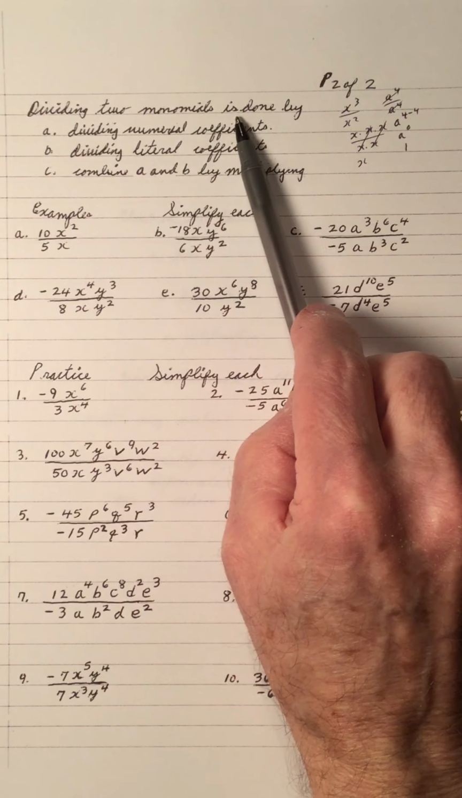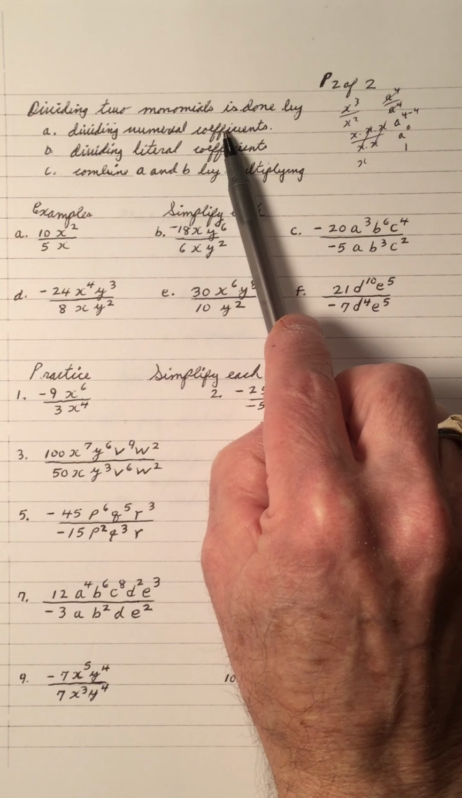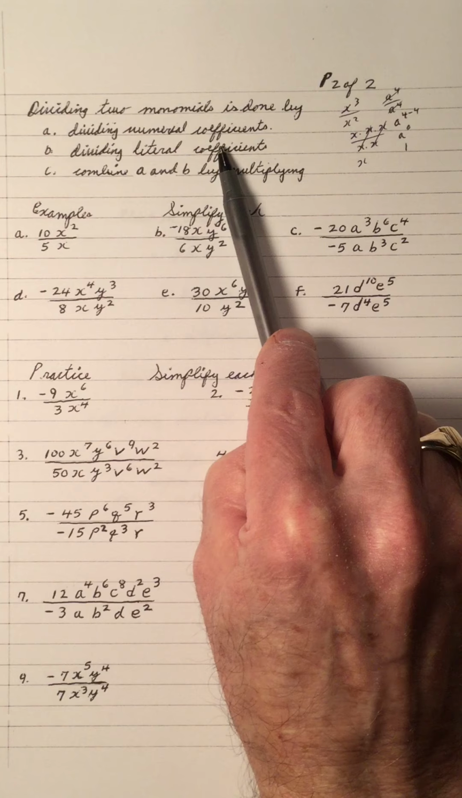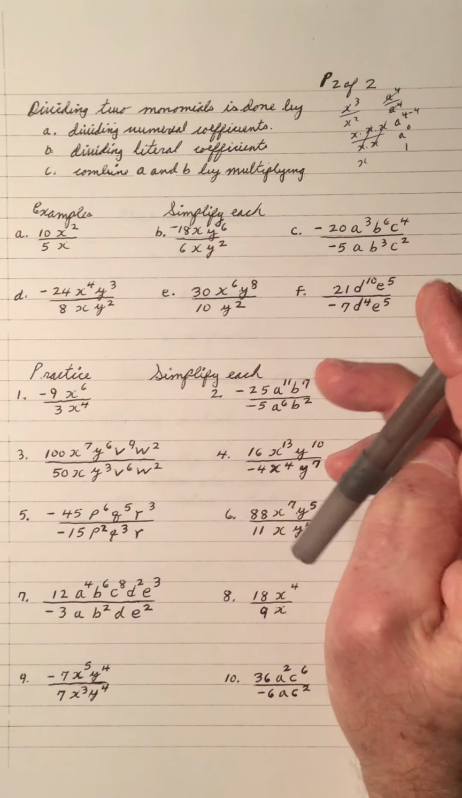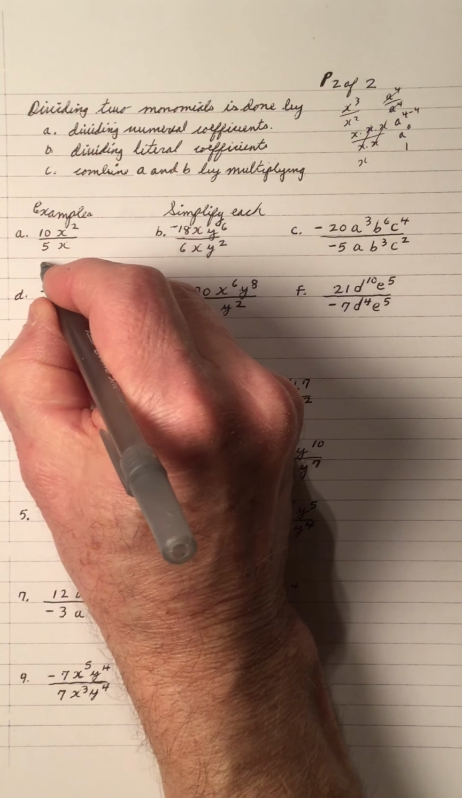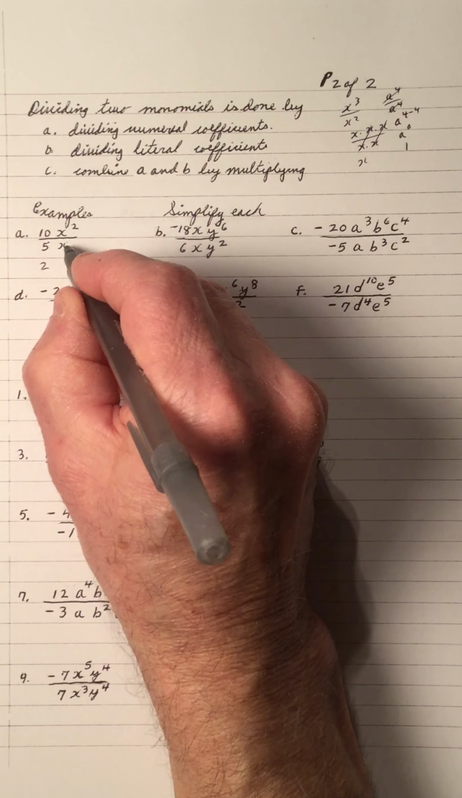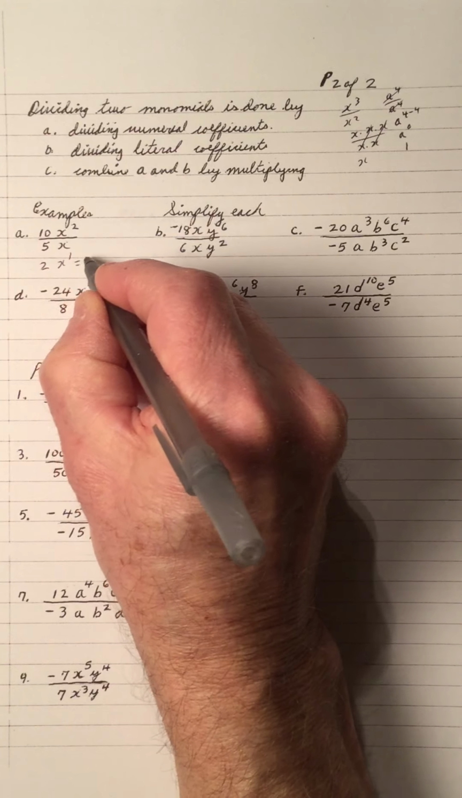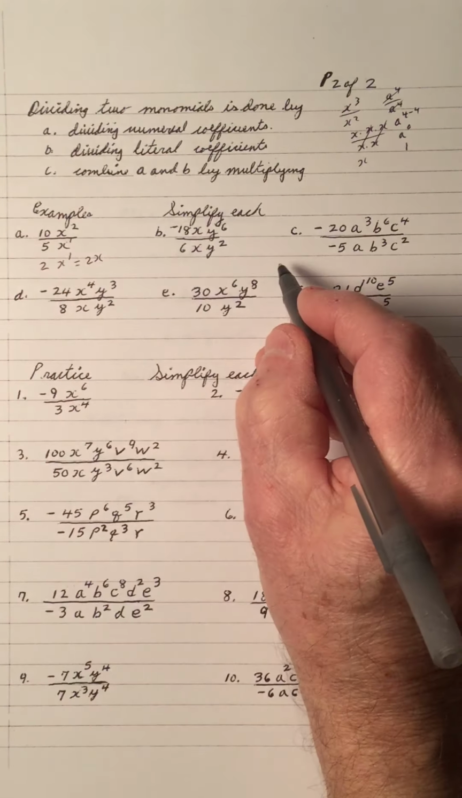Dividing two monomials is done by dividing the numerical coefficients, that's dividing the numbers, dividing the literal coefficients, that means the variables, and subtracting your exponents, and then you put them together by multiplying. Let's do some examples. 10 divided by 5 is 2. And x squared divided by x, 2 minus 1 is 1. I'll put the 1 in there, but normally you won't see the 1 in there. So you subtract, remember that's a 1.